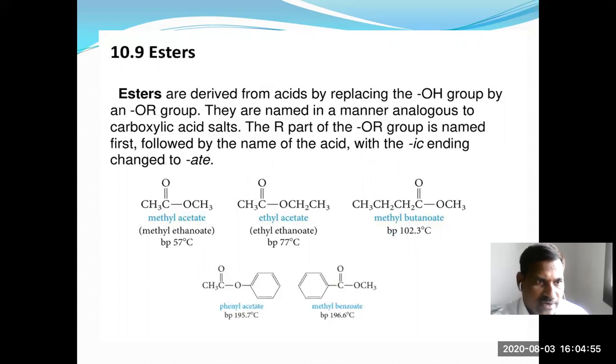Esters are derived from acids by replacing the OH group by an OR group. The R part of the OR group is named first, followed by the name of the acid with the ic ending changed to ate.